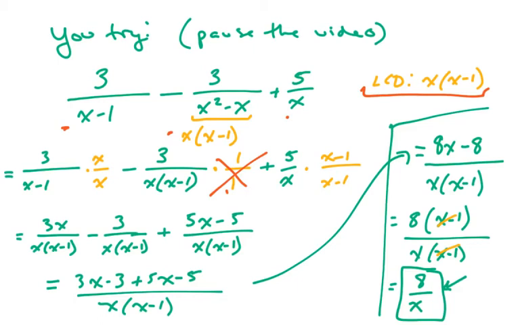Multiplied each of our fractions together. And then in this step down here, I added or subtracted all my numerators. And then I came up here and combined like terms, and I noticed that they each have a factor of 8, so I factored that 8 out, and see that they both have an x minus 1, which canceled, to leave me with 8 over x.